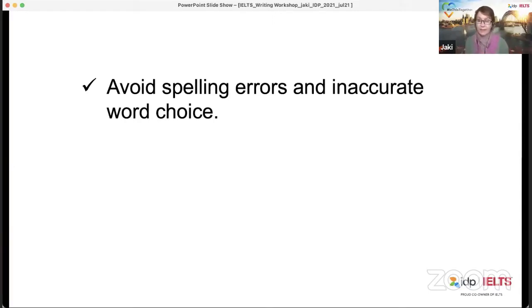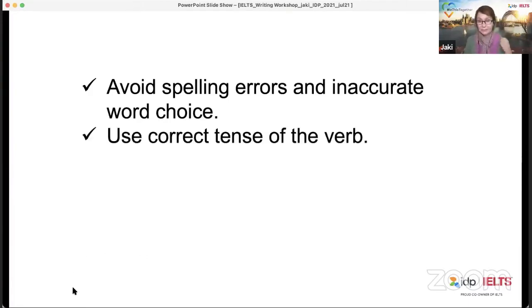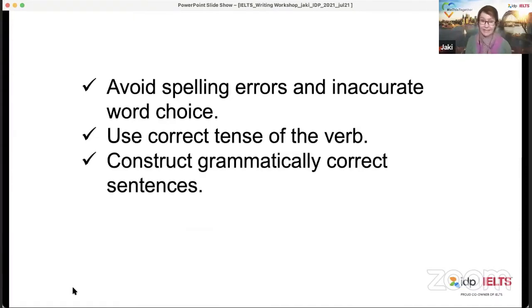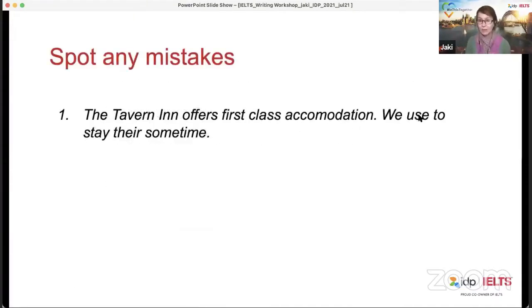Okay, so we've talked about the vocab, we've talked about answering the question and the structure, but of course we have to think about the spelling and grammar. Remember, that's part of it as well. So we want to think about that in the letter. So let's just have a look at a few, just to check your spelling and your grammar. There are a few mistakes here. Can you spot them?